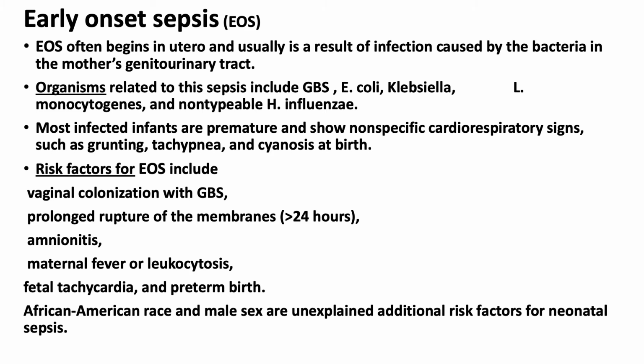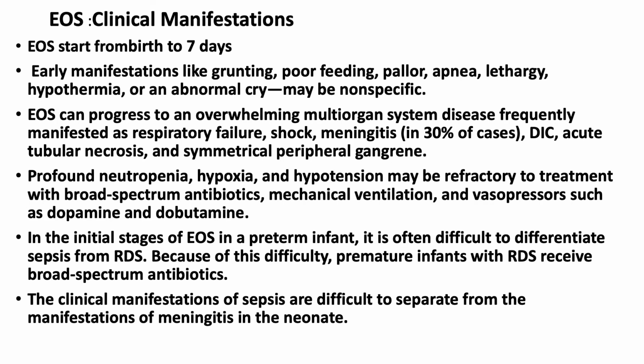Risk factors for early onset sepsis, which occurs from birth to the 7th day: vaginal colonization with group B streptococci, prolonged rupture of membranes more than 24 hours, and some consider more than 18 hours, chorioamnionitis, maternal fever or leukocytosis, fetal tachycardia, and preterm birth. There are also other unexplained additional risk factors for neonatal sepsis, these are the African American race and male sex.